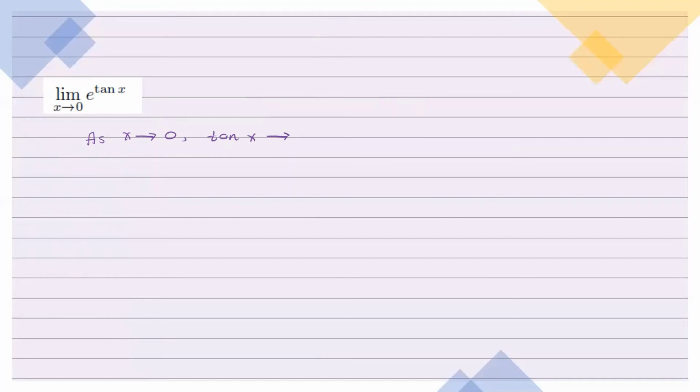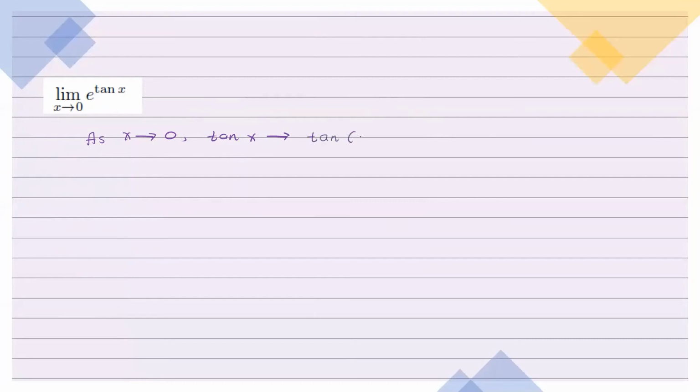Kasi ang domain ng tangent function ay, anong domain yan? Lahat ng values of x such that the cosine function is not 0. Kasi di ba ang tangent ay sine over cosine. But when x is 0, ang cosine natin ay cosine of 0. That is equal to 1. Hindi naman 0 yon. So this will approach the function value lamang.